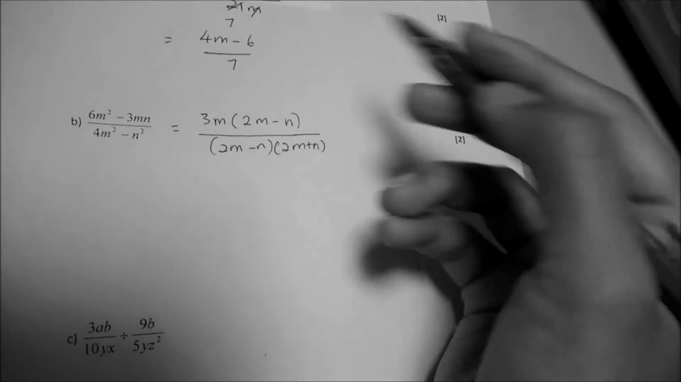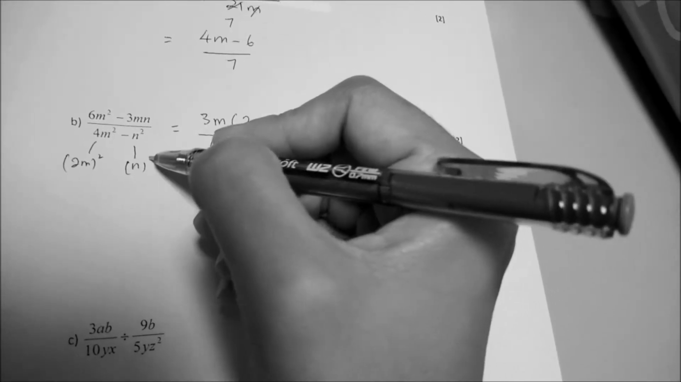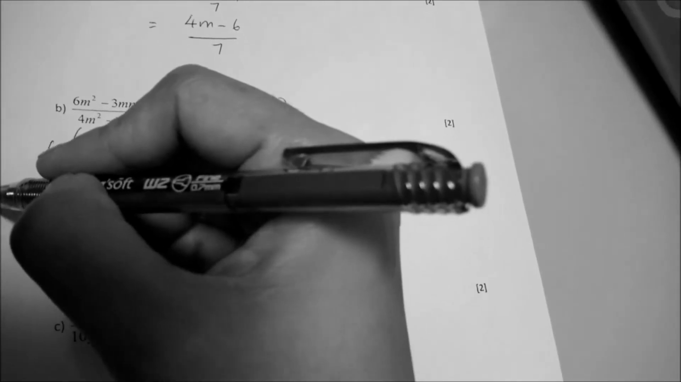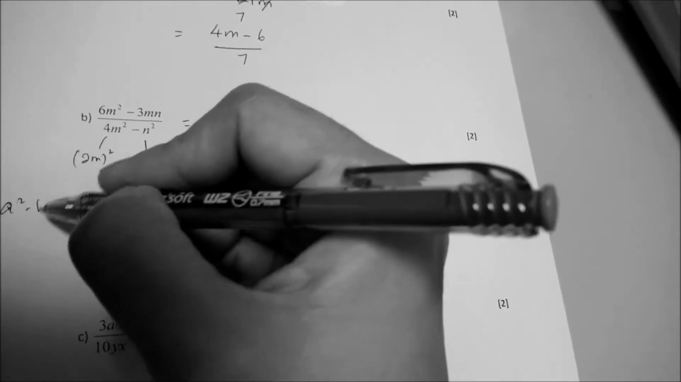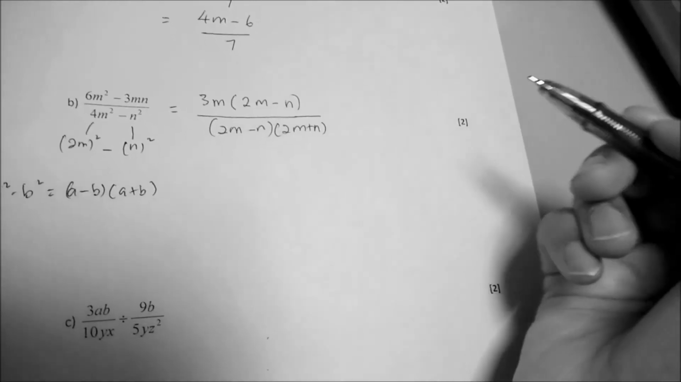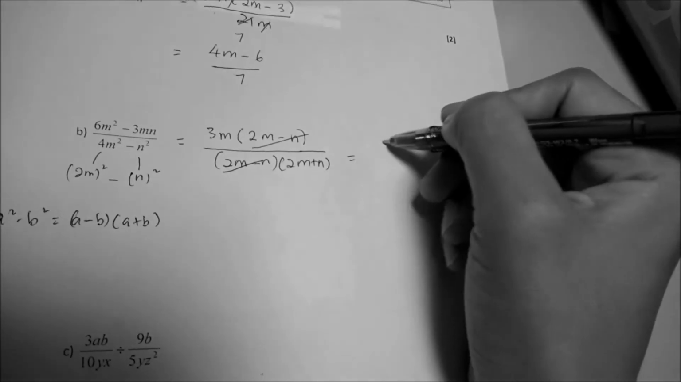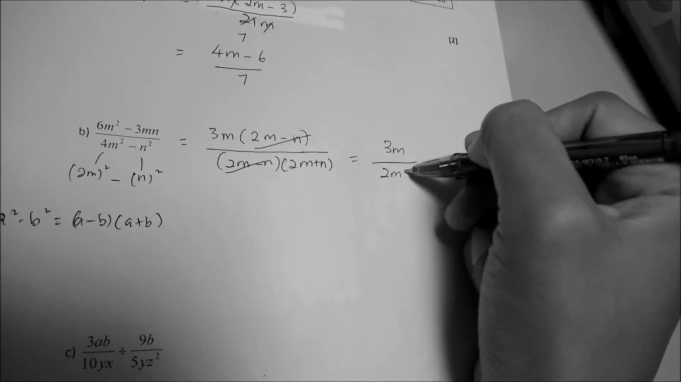Special products. Remember, anything with a square. This one is actually this, if you remember. Special products number 3 states that a square minus b square is equals to a minus b, a plus b, just to recap. So at this point, I can cancel and cancel. It gives me 3m over 2m plus n.